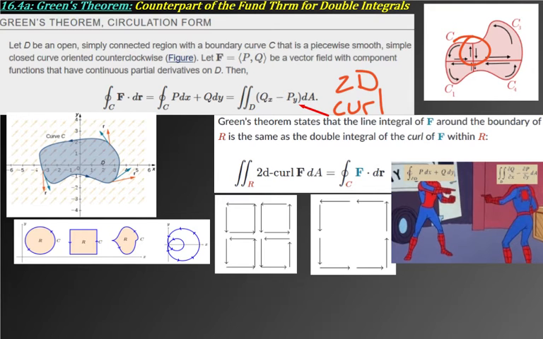But there is a connection in Green's theorem to this curl, this circulation that is happening. That's just down here. This is the same thing, but understood now with curls. It says Green's theorem states that the line integral of F around the boundary of R, which is the C, so this curve could be the boundary, is the same as the double integral of the curl of F within R. And it really should be called two-dimensional curl, because there is going to be a three-dimensional curl.